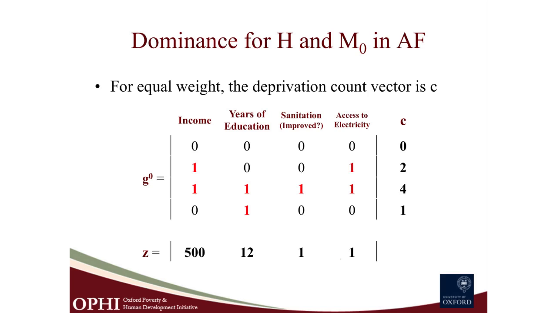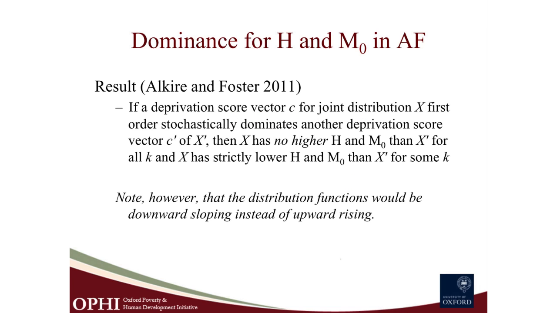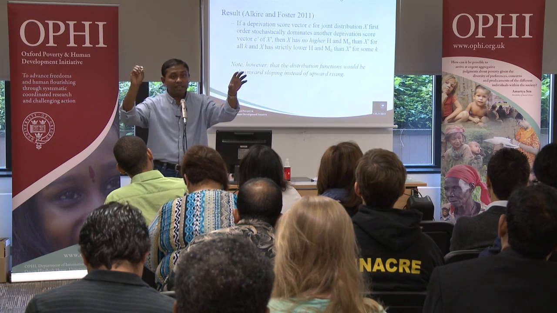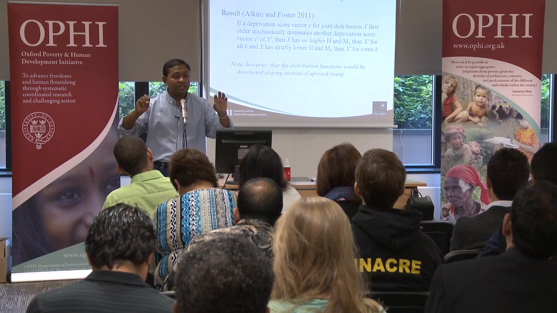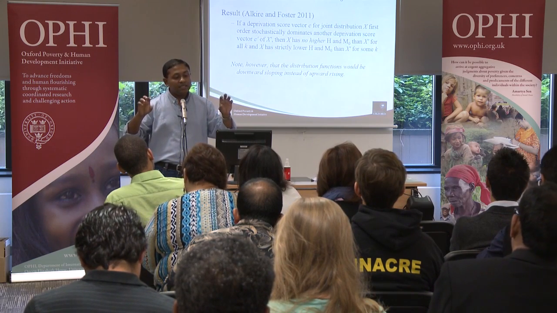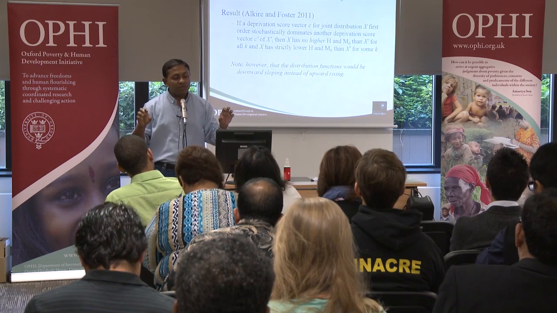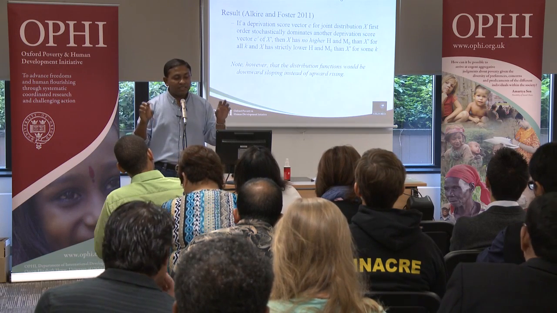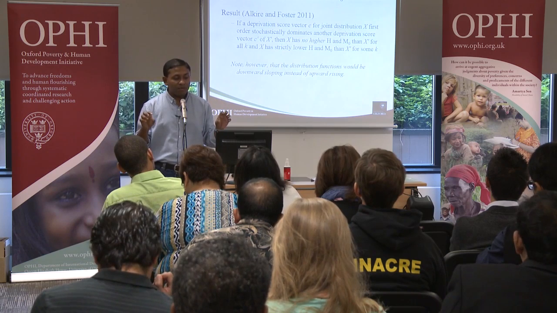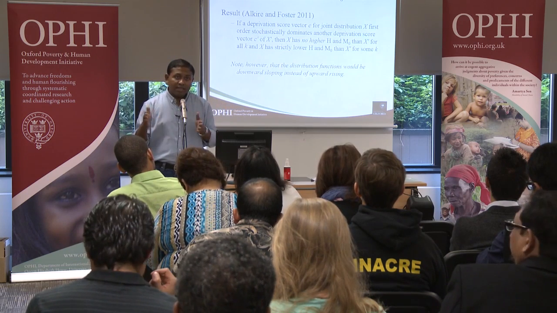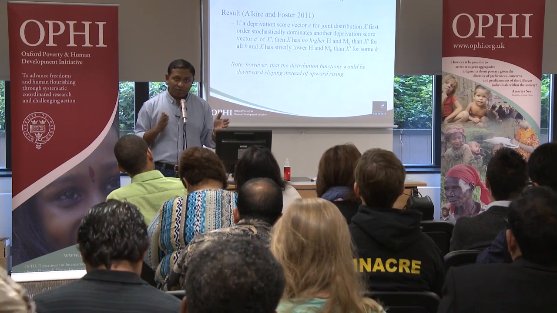The idea is that if a deprivation score vector C for a joint distribution X, so you have a matrix X and you compute the deprivation score vector C, first order stochastically dominates another deprivation score vector C prime from another achievement matrix X prime, so you have two achievement matrices X and X prime and you get two deprivation score vectors C and C prime, then X has no higher H and M0 than X prime for all K, and X has strictly lower H and M0 for some K. So this is the first order dominance that should give the result.